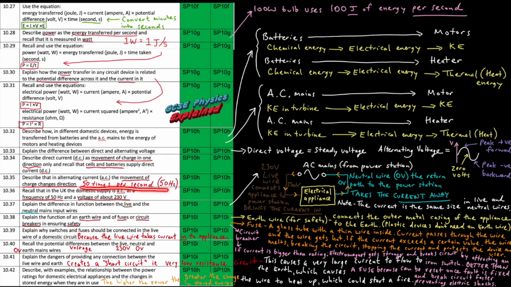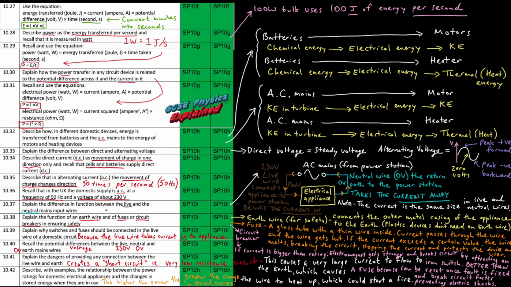Well, 50 times per second, which is a frequency of 50 hertz, which is the next thing you're supposed to know. The domestic supply, the AC in England, right, in the UK, has got a frequency of 50 hertz. That'll get you 1 mark. And if they say, what's the voltage of AC, you say 230. That'll get you another mark.